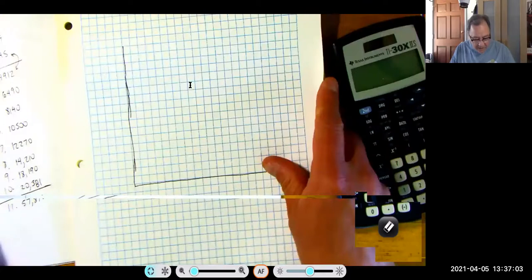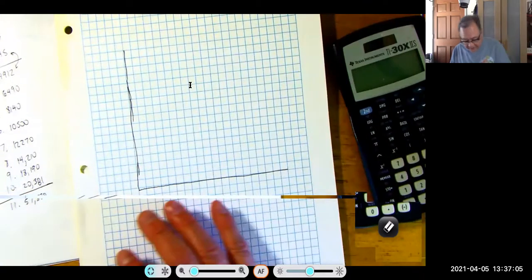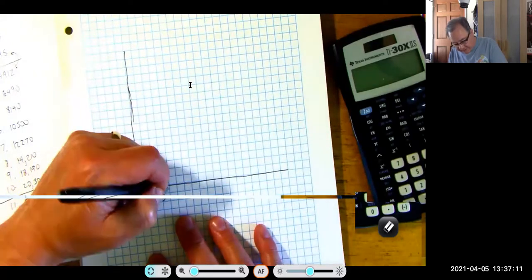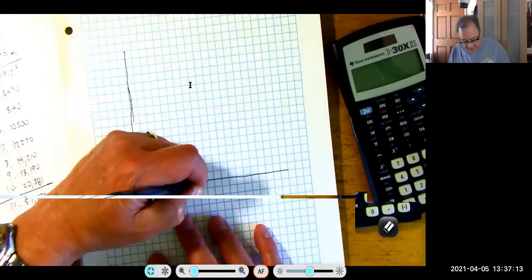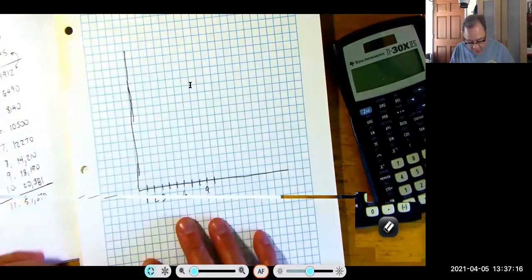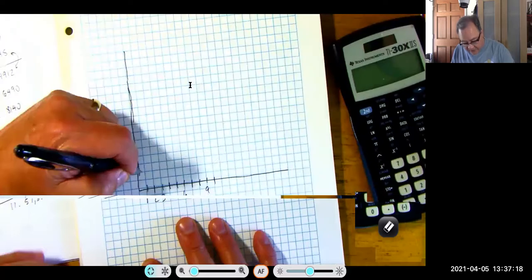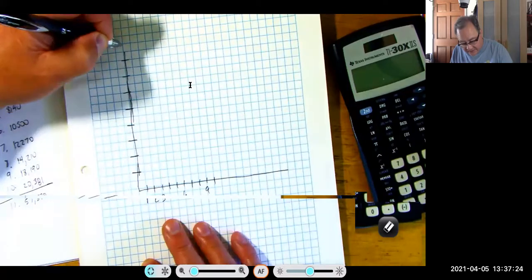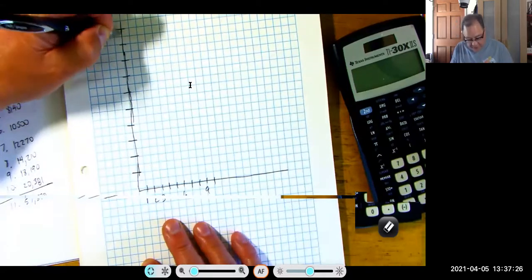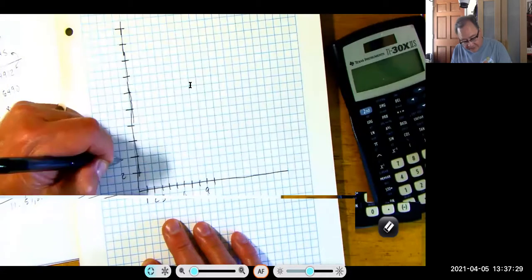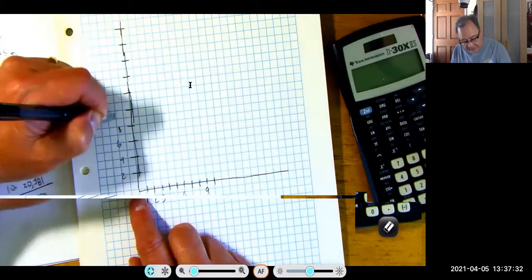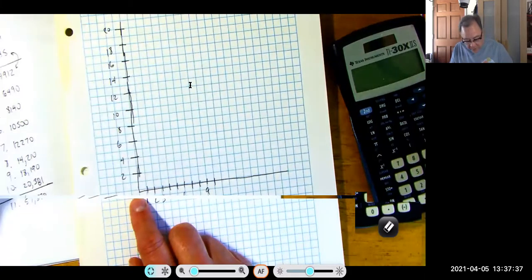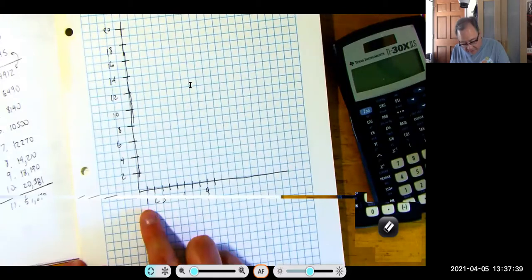And so here, I'm going to attempt to graph 1 through 10. So 1, 2, 3, 4, 5, 6, 7, 8, 9, 10. And we're going to go up to 20,000. So here's 1,000, 2,000, 3, 4, 5, 6, 7, 8, 9. Actually, each one of these is going to have to be 2,000. So 2, 4, 6, 8, 10, 12, 14, 16, 18, 20. So this is 20,000.